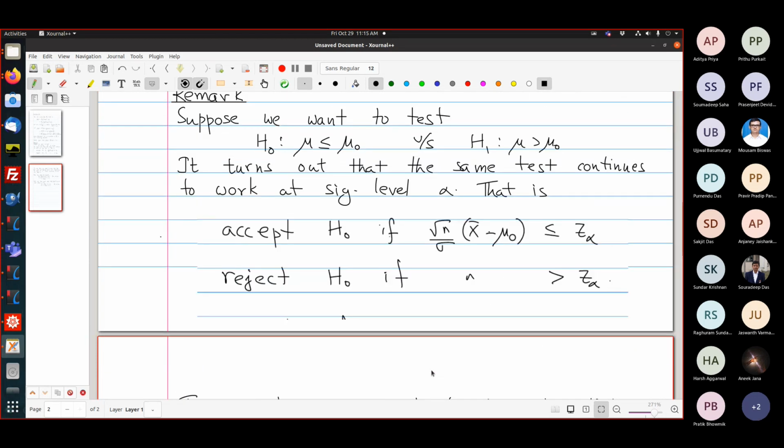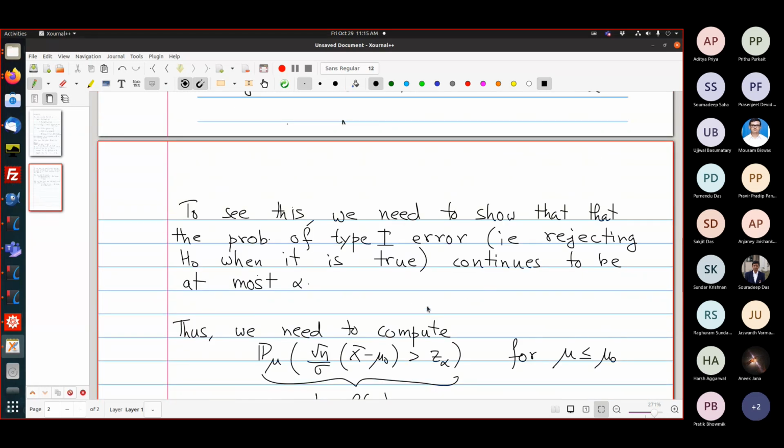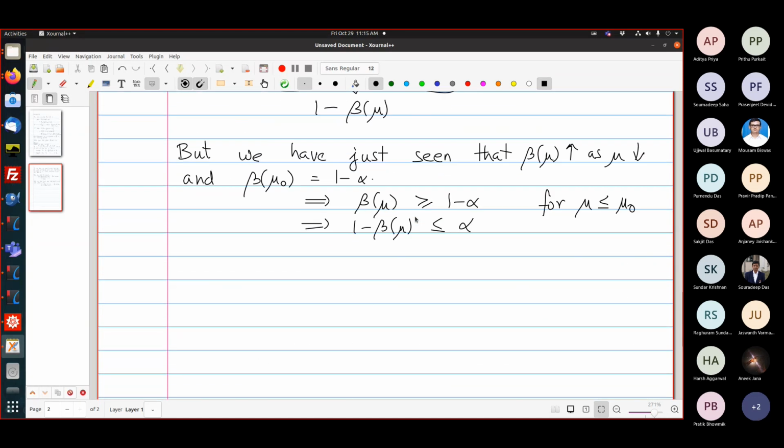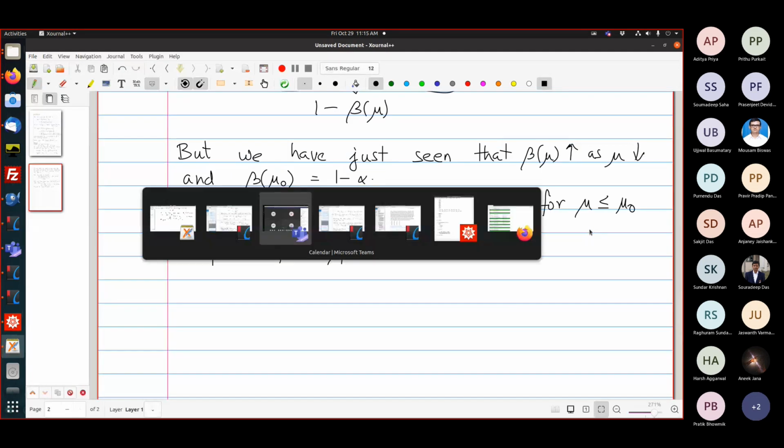Okay. So thus, this is what we needed to show. So this is the probability of type 1 error, and this continues to be less than or equal to alpha. So the probability of type 1 error is less than or equal to alpha when we take mu to be less than or equal to mu naught. Okay, this is the point.